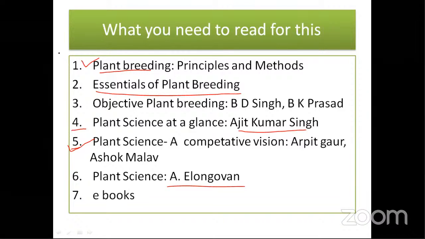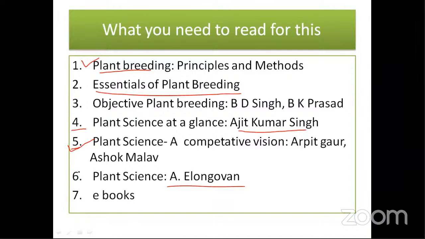And for SRF people, things are quite different. For them, reading Plant Breeding: Principles and Methods is a must. You have to read it very, very thoroughly. Phundan Singh's book will not be sufficient for SRF. For that, you have to read this book very carefully and thoroughly. And all the books I mentioned over here, you can go through these also. This will be helpful for upper exams like NET, ARS, and all those exams. All the rest of the books will be useful.